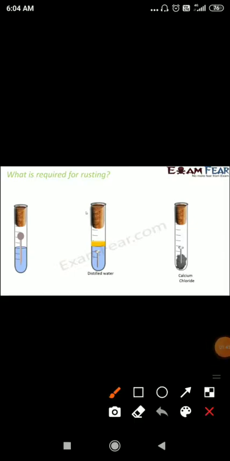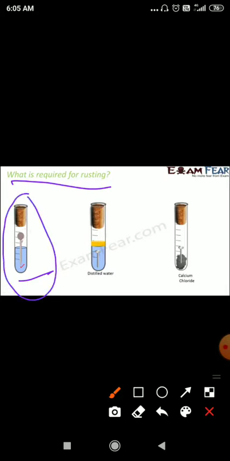So see here, in these three scenarios, the question is, what is required for rusting? In the first one, an iron nail is there in the presence of water, and air is also there, so the nail will slightly turn reddish in color. In this case, rusting will definitely occur.